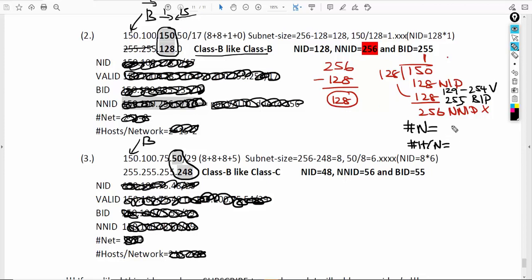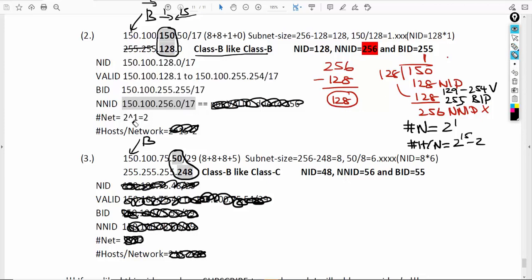Okay, so I have 2 to the power of 1 networks and 2 to the power of 15 minus 2 hosts per network. Let's look at the answer, to see if it makes sense. Okay, so let's erase this one, and we'll do the same way for the other one too.